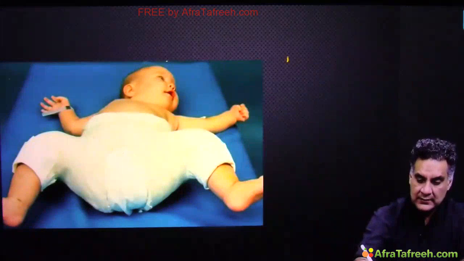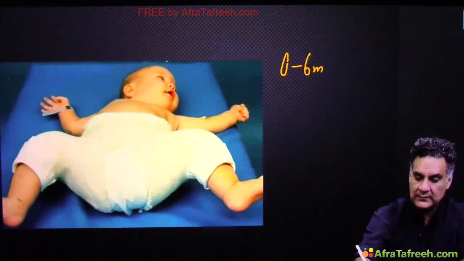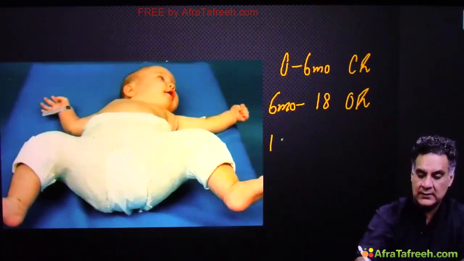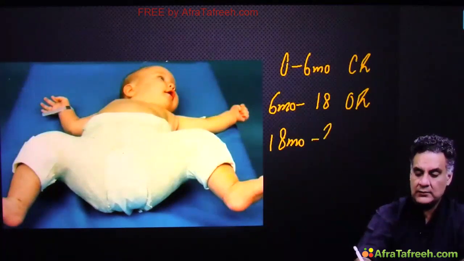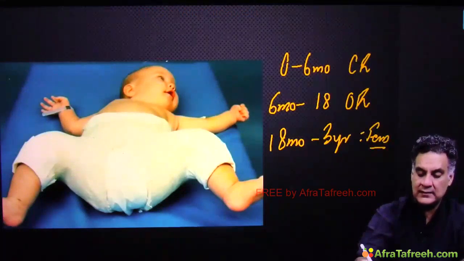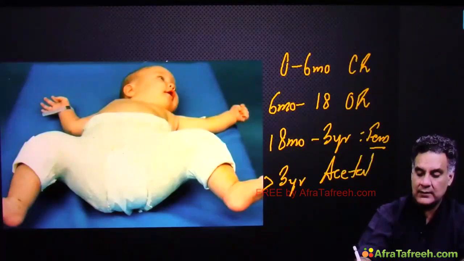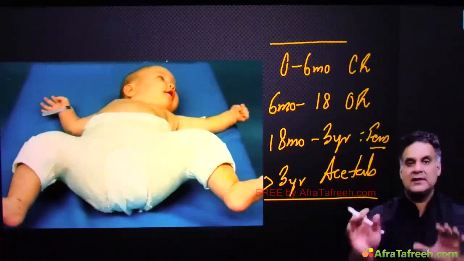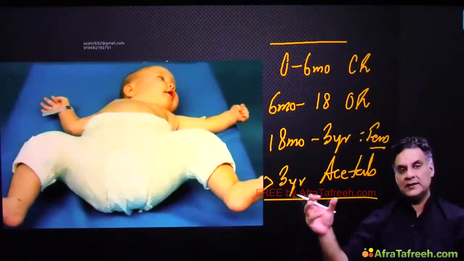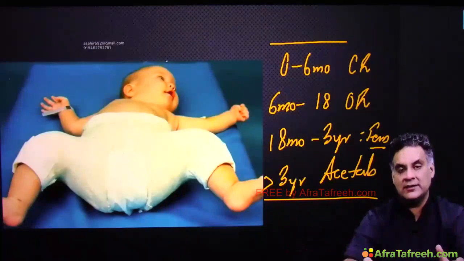So in DDH, from 0 to 6 months, closed reduction. From 6 months to 18 months, because there are a lot of structures inside, open reduction. From 18 months to 3 years, you will correct the femur and take it inside. More than 3 years, you will reconstruct the acetabulum. So when you have to reconstruct in DDH, you need to identify where the acetabulum is, take the head there, and if required, reconstruct.